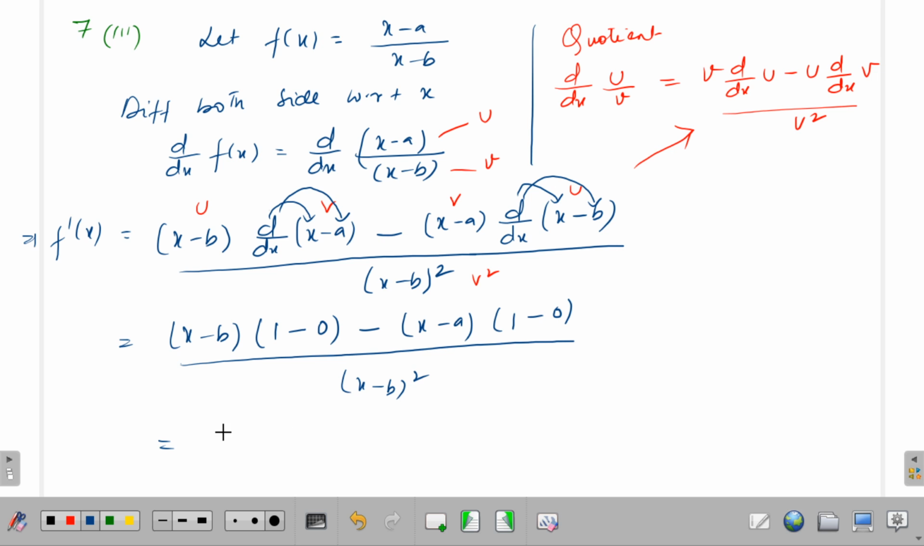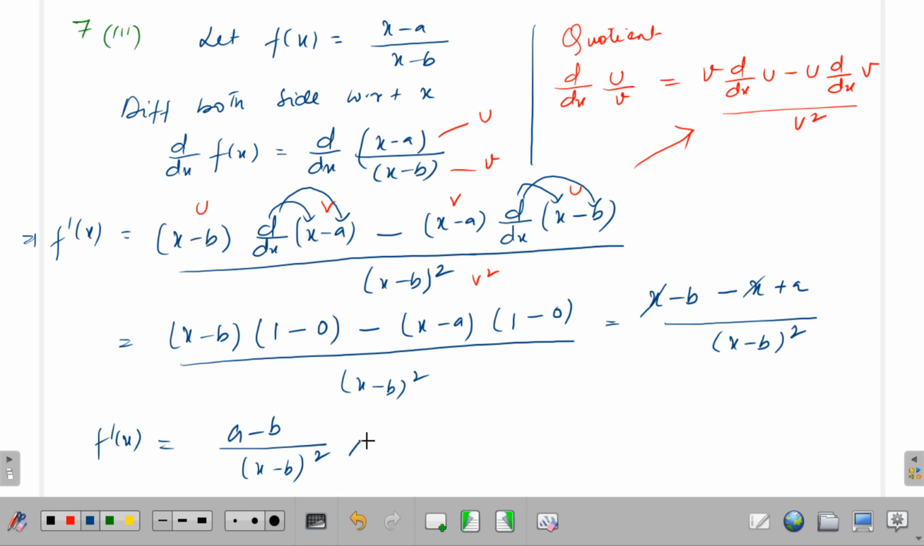So what can I do? I'll just open up the brackets. It will be x minus b minus x plus a divided by x minus b, the whole thing squared. So for your f dash x, I'll be getting the answer. x and x can be cancelled. So that is a minus b divided by x minus b, the whole thing squared. So that's your answer.